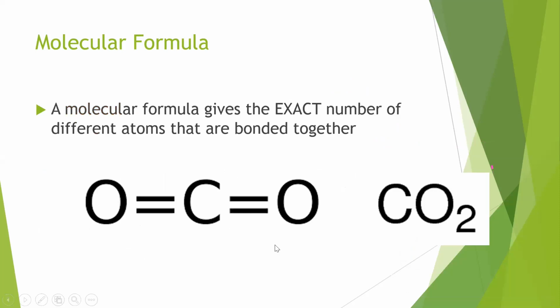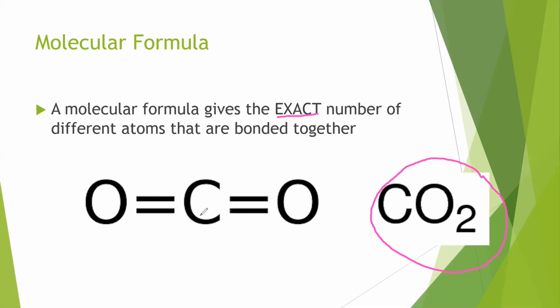There was a little confusion about molecular formulas last week, so I'll reiterate what that means. A molecular formula gives the exact number of different atoms in a molecule. So this is a molecular formula, CO2. That means for every carbon atom, there are exactly 2 oxygen atoms. And this is how it occurs in this format.